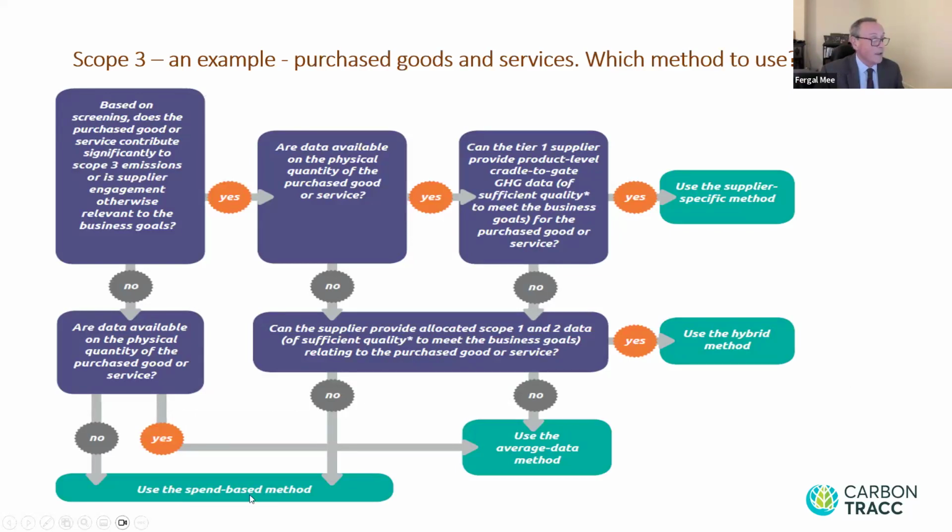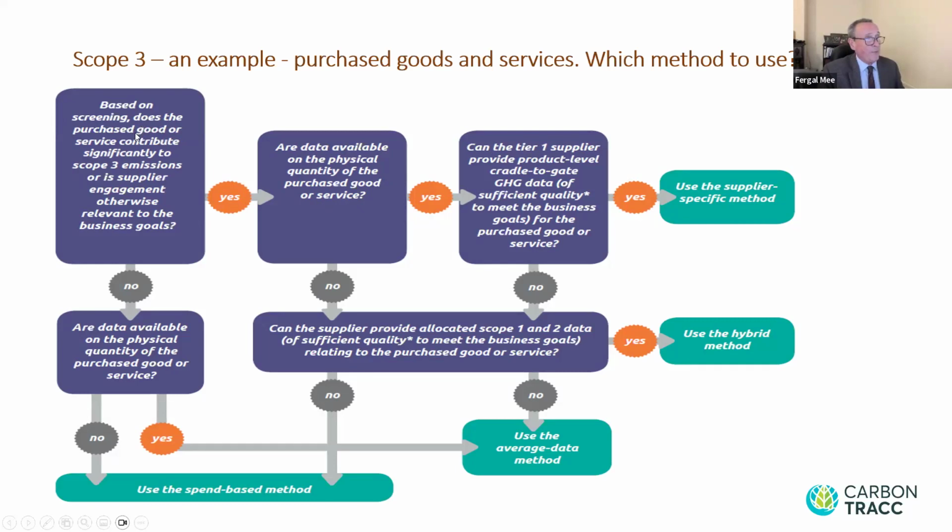So again, here we can use this diagram to tell us which of the aforementioned four methods on the previous slide to use. Does the purchased good or service contribute significantly to my scope 3 emissions? If I answer yes to that question, is data available on the quantity of purchased goods or service? If that data is available, can the supplier, that's my immediate supplier, provide product-level cradle-to-gate data? If he can, I use that.